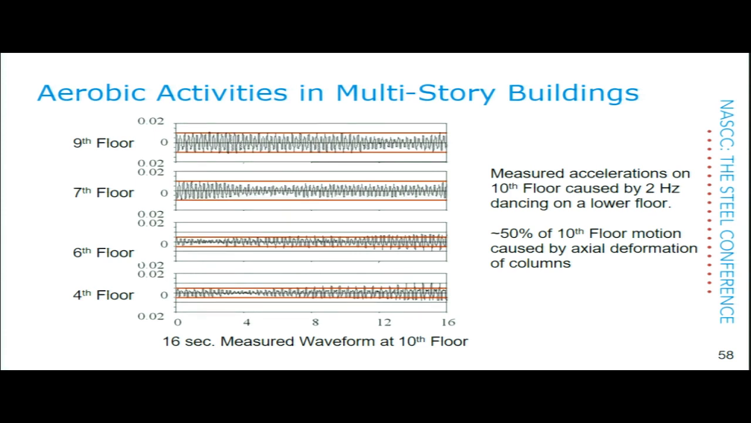Down here on the 4th floor, those 2 red lines are 0.5% g. Remember, this is not on the 4th, this is on the 10th. On the 6th floor, you can see they're above 0.5% g as well as here. We did it on the 7th floor, that's 1%, and on the 9th floor, that's 1%. We found that 50% of the motion on the 10th floor was actually caused by axial deformation of the columns, from 6 people dancing on the 6th floor at 1/2 the natural frequency. Now, some years ago, I showed this, and the guy stood up during the question period and said, "I don't believe you."